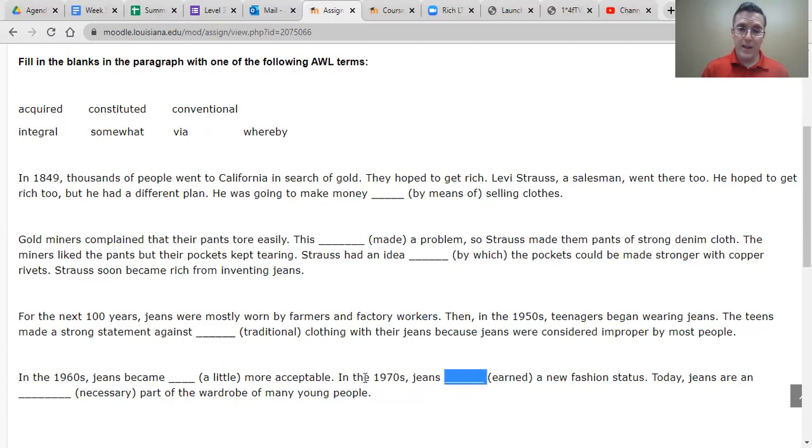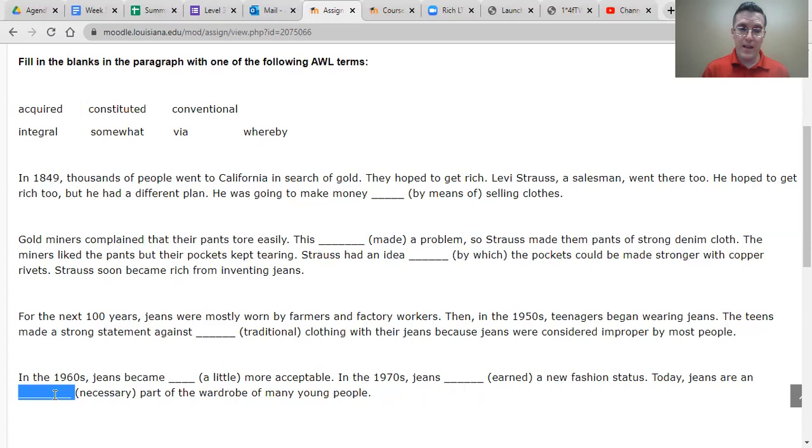The next blank I have, in the 1970s, jeans earned a new fashion status. I have another past tense verb, right, with that ed ending. And I have my 2 past tense verbs here, acquired or constituted. So which of those 2 past tense verbs would go in this blank? Read and through context, decide the correct meaning.